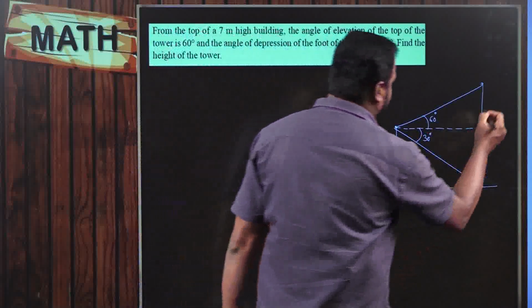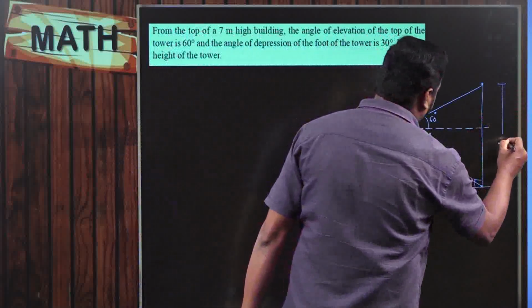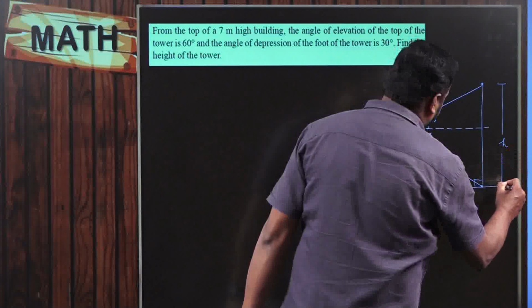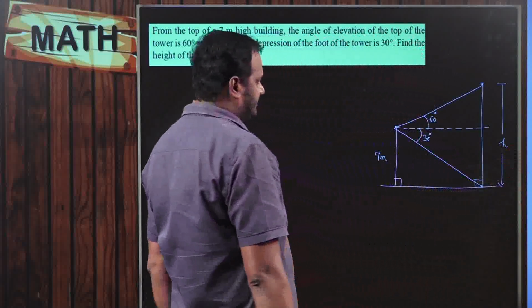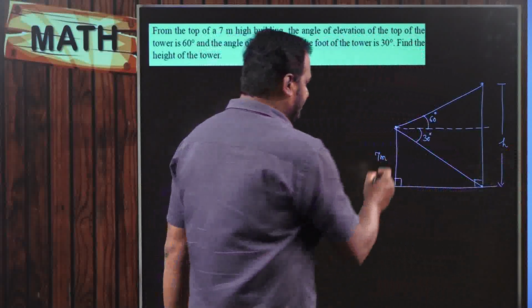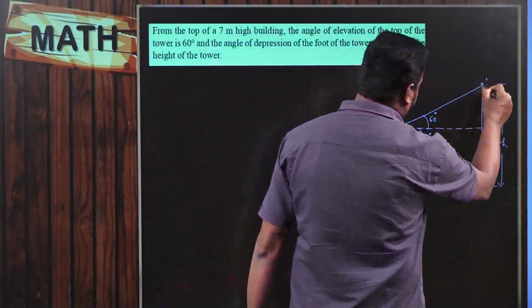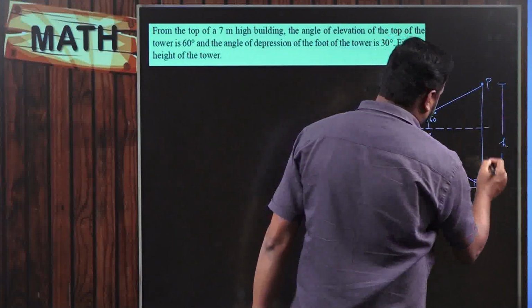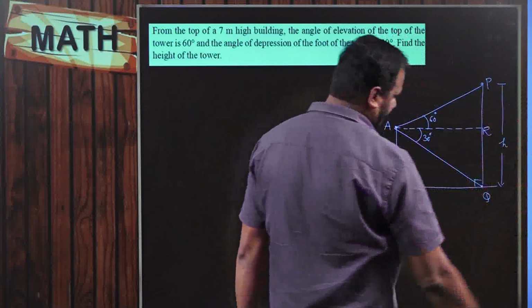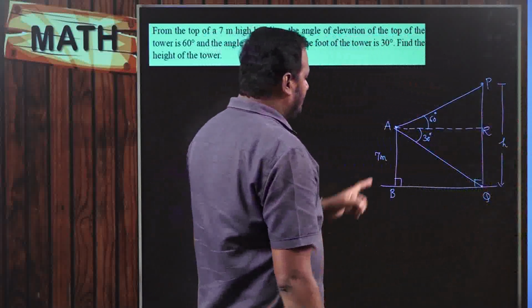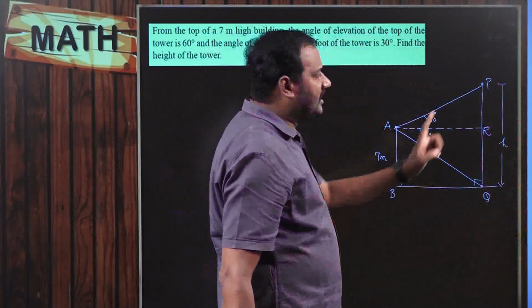Height of the tower means what? This is what you need to find. Let small h be the height of the tower. But if we observe, this is 7 meters. Let us consider the height of the building is equal to AB. The height of the tower is equal to PQ. Let this point be R. Okay. What about this quadrilateral ABQR?